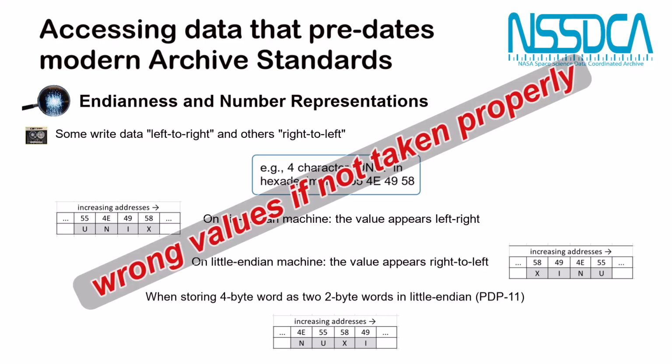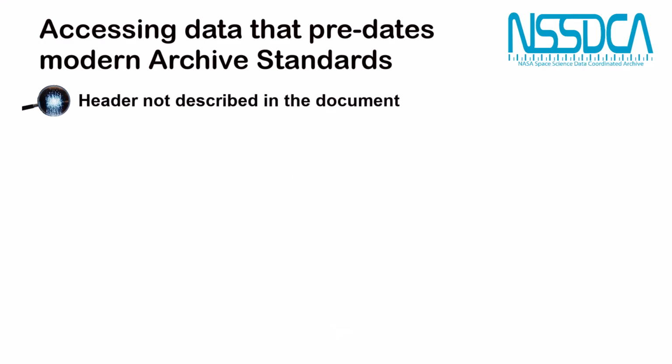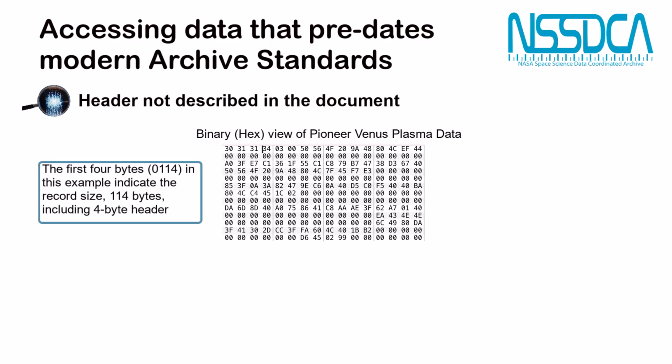Today we use standardized formats for data exchange, so we rarely encounter this problem. But when legacy data was migrated between systems without proper handling, the values could become completely scrambled. Quite often, we notice that an extra few bytes of header are added to the data files. For example, here is a hex view of a file from the Pioneer Venus Plasma dataset. Each 2-digit hex value represents 1 byte. In this file, the first 4 bytes, an ASCII string, indicate 0114, which represents the size of one record.